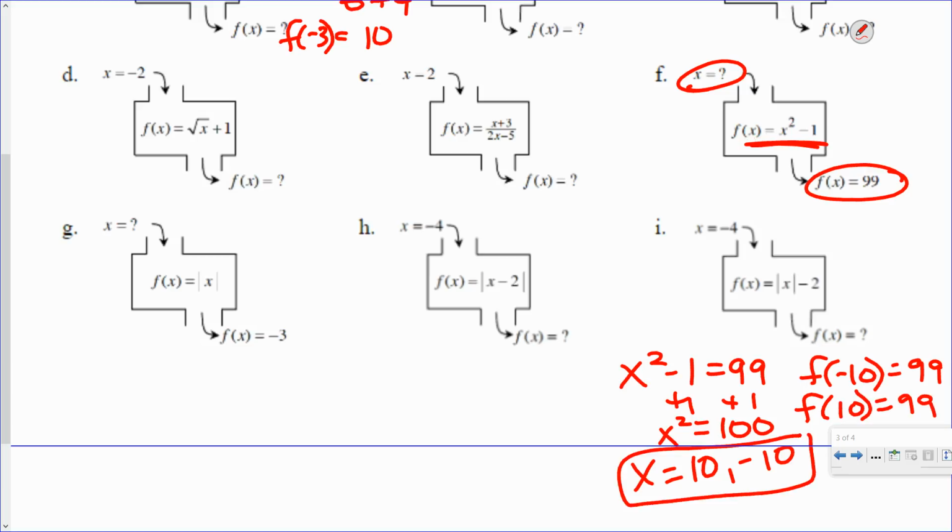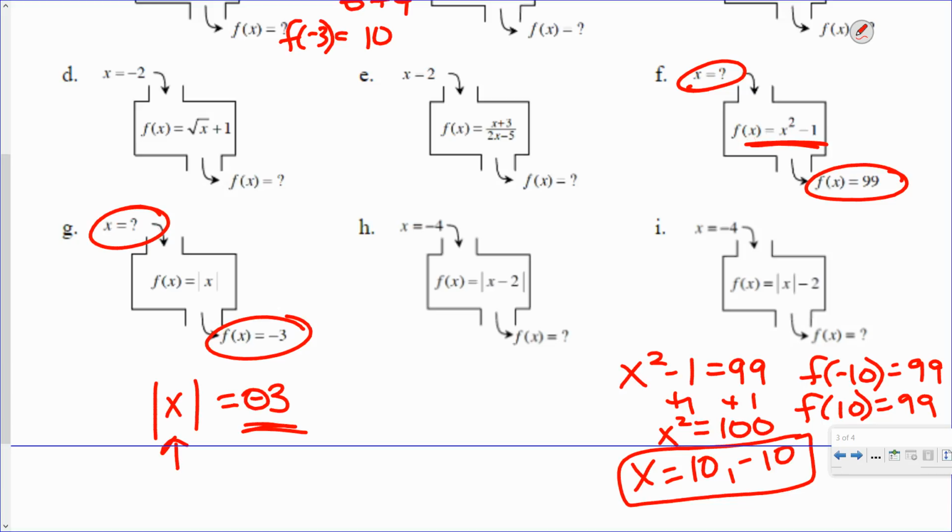The same thing with G, all right? This is my output. It's asking you to find x, find the input. So I can say the absolute value of x is equal to negative 3. So it's saying, can I find an x value? Can I take the absolute value of a number and get a negative? Well, remember, absolute value is the distance a number is from 0. So can distance ever be negative? Can the distance that a number is from 0 ever be negative?